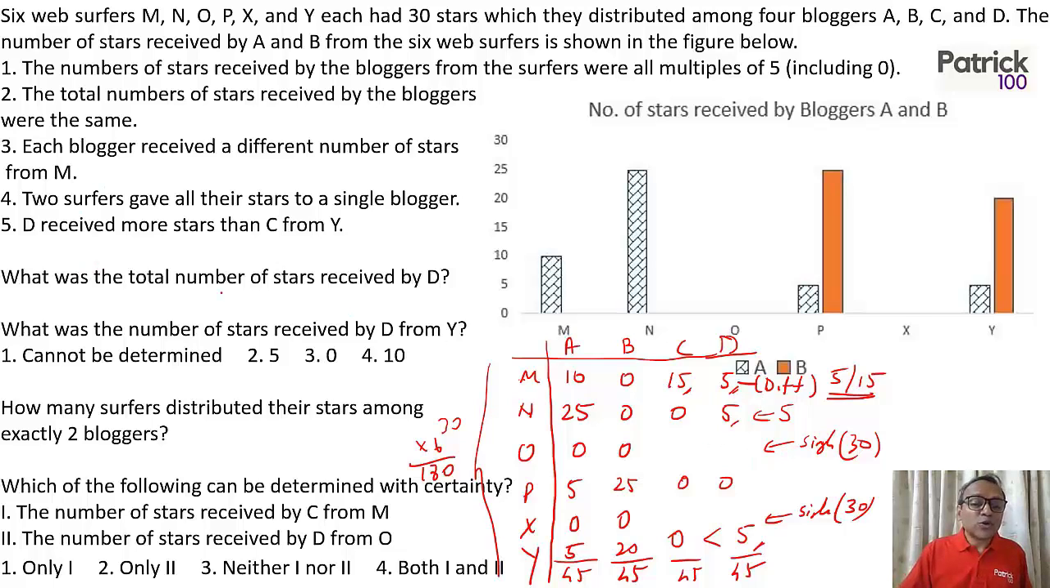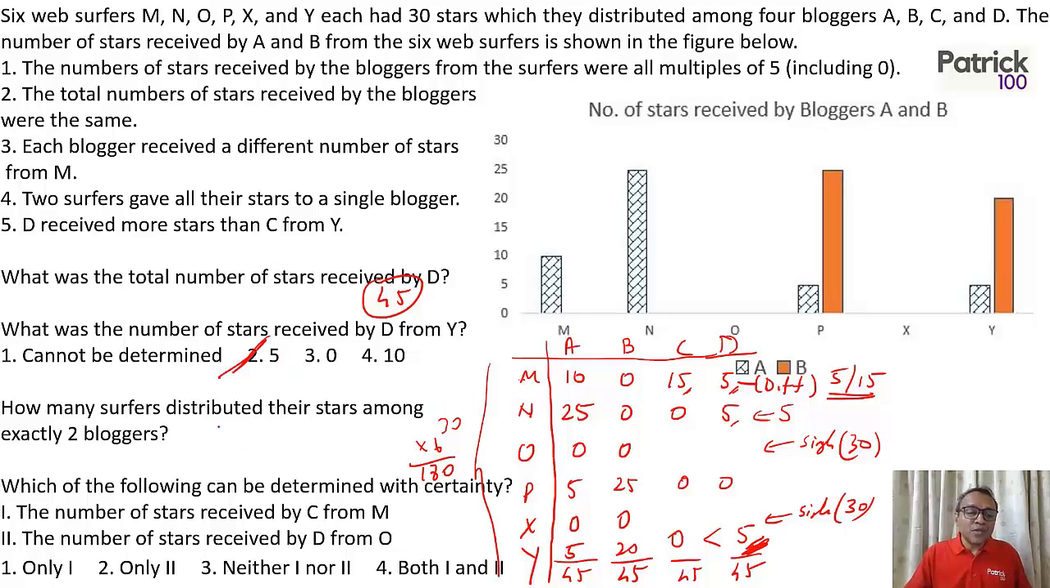Now coming to the questions. What is the total number of stars received by D? 45. This can be answered even without calculating anything. The question itself mentions each blogger received the same number of stars. A and B have got 45, so C and D also have to get 45. What is the number of stars received by D from Y? If you look, 5 stars.